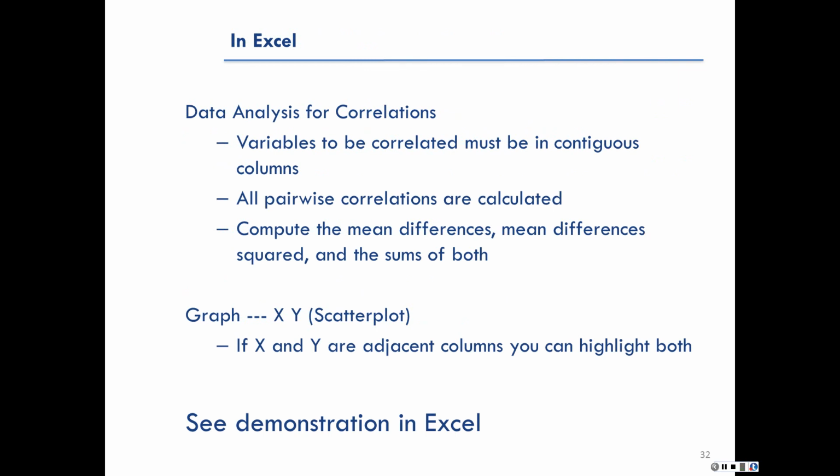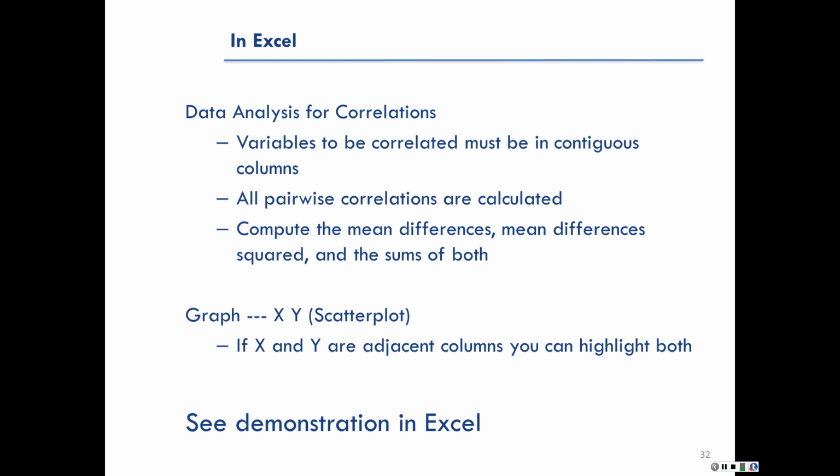Okay, so I'm now going to walk you through a demonstration in Excel. So be sure to watch that. I want to show you how to do data analysis for correlations. It's very useful. Basically, you set up the variables in contiguous columns, as I mentioned earlier, and then all these pairwise correlations are then calculated. And there's actually a formula in Excel to do that, rather than you having to compute the mean differences and square them by hand yourself.